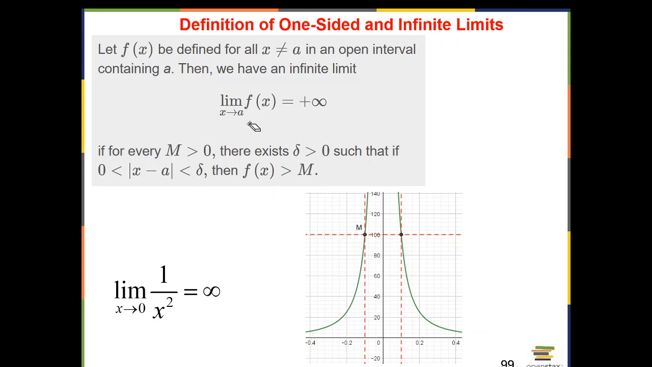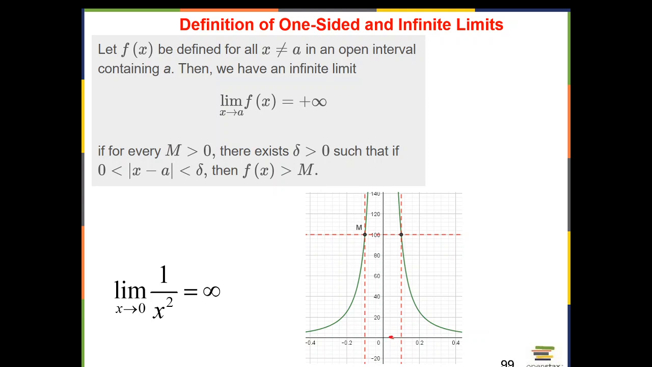The precise definition of this limit is given here. So for every m, if I want to prove to you that this limit is infinity, then you say, okay, if I pick any large number, you have to be able to give me a delta such that if I'm within that delta, then the y values will be greater than m. And it is, you see.